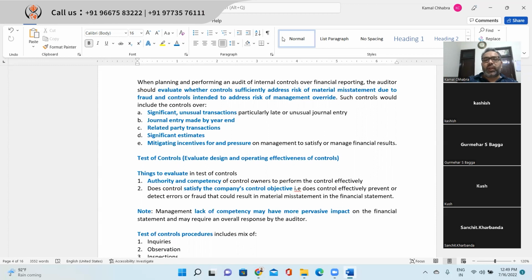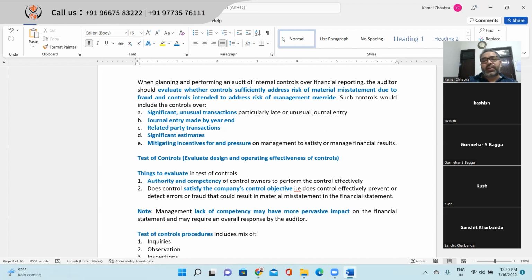Such controls would include, first, significant unusual transactions, particularly late or unusual journal entries. So what are the controls management has in place for significant journal entries, unusual journal entries, or journal entries which are generally put in on the last day of the year, or you can say at the last moment of the year.